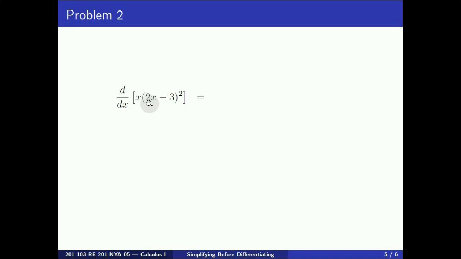The trick is to expand the expression in order to get a polynomial that we can differentiate. We first expand 2x minus 3 squared using the well-known formula a minus b squared, which is a squared minus 2ab plus b squared. And that gives us 4x squared minus 12x plus 9. And we multiply every term by x. That gives us 4x cubed minus 12x squared plus 9x.